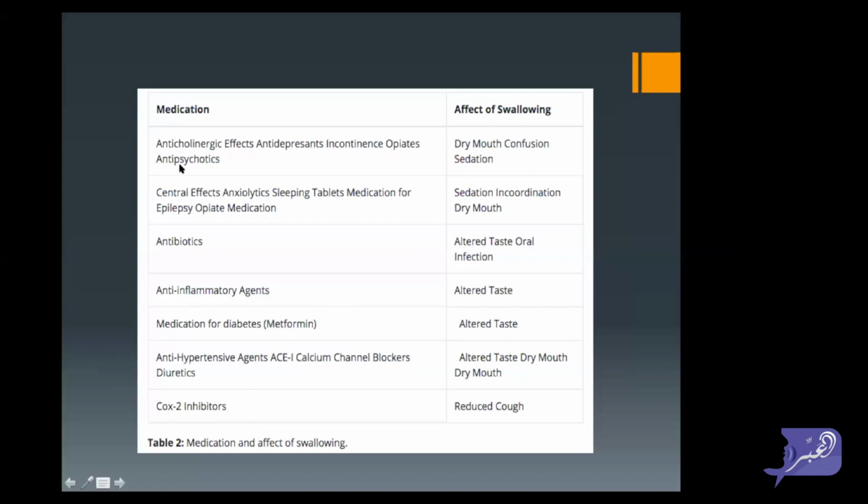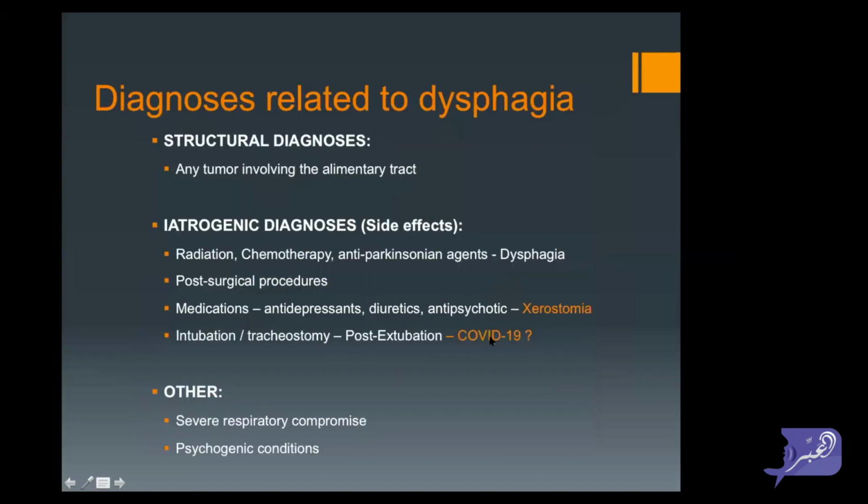Here, for example, antidepressants and antipsychotics can cause things like confusion as well. So the cognitive aspect there is also impacted, as well as dry mouth. Poor coordination, for example, in some of the anxiolytics, a change in taste in anti-inflammatory agents. Even the diabetes medications can have an impact. So don't overlook anything. That's my take home.